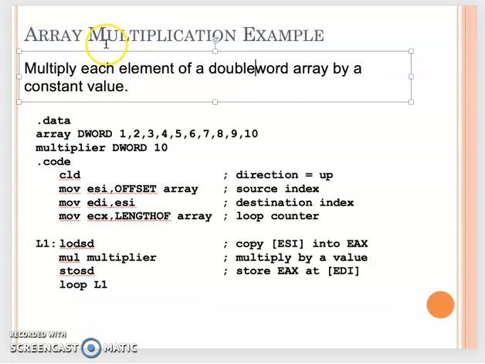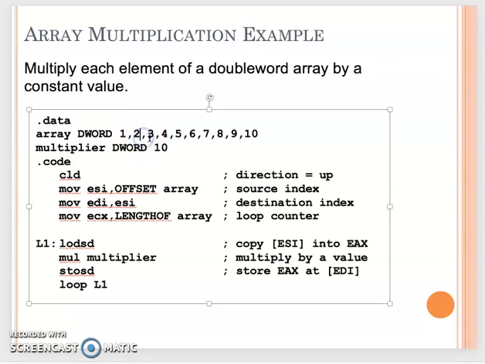In this example, we will see if we can produce a times table in assembly language. We will multiply each element of a double word array by a constant value. In this example, we didn't finish producing the whole times table. Instead, we only show you one row. For a times table, usually we have 9 times 9, so that's why we have the array here.